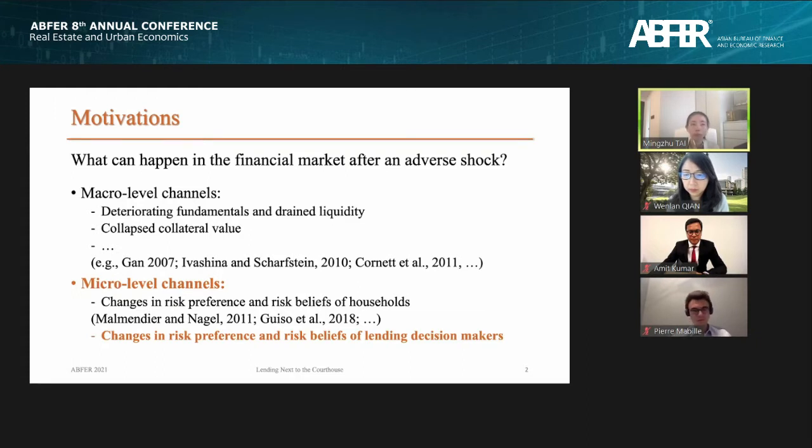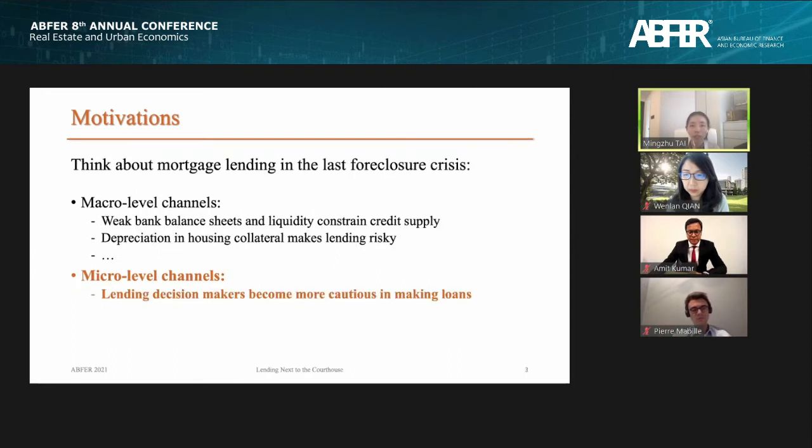In particular, we are thinking about how mortgage lending can be affected in response to the last foreclosure crisis. If we still think about the traditional macro-level channels, then people have talked a lot about how the foreclosure crisis and the negative shocks to the housing market can weaken banks' balance sheets and constrain their liquidity, which will eventually reduce credit supply to the market, and how the depreciation in housing collateral can make lending more risky and further constrain credit supply.